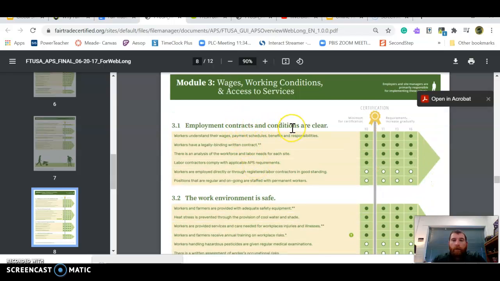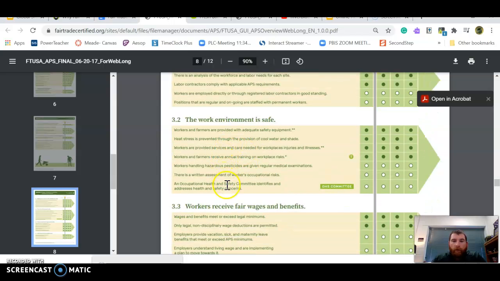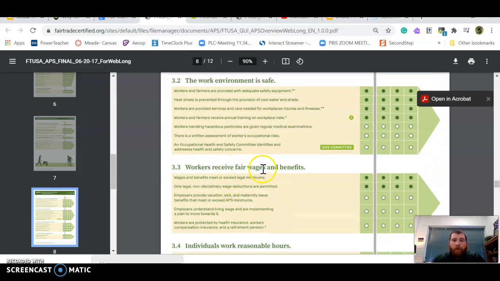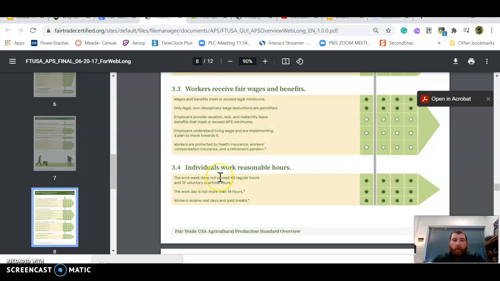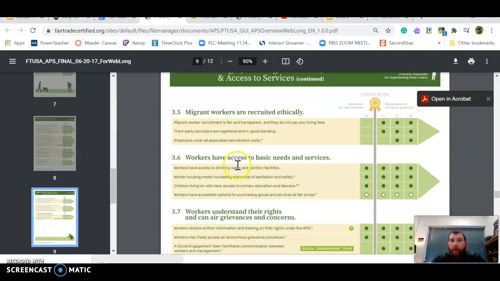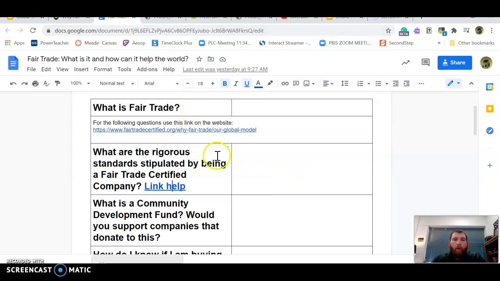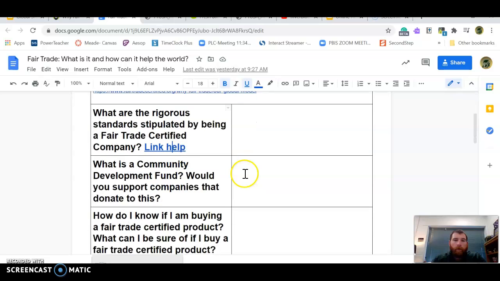Employment contracts and conditions are clear to your workers. The work environment is safe, and it goes through all the different pieces of safety there. Workers receive fair wages and benefits, and they work reasonable hours. I think those are all things that we want. Migrant workers are recruited ethically. Workers have access to basic needs and services. Workers understand their rights and can air their grievances. So those are all the things that you want to discuss in what qualifies a company to be fair trade.